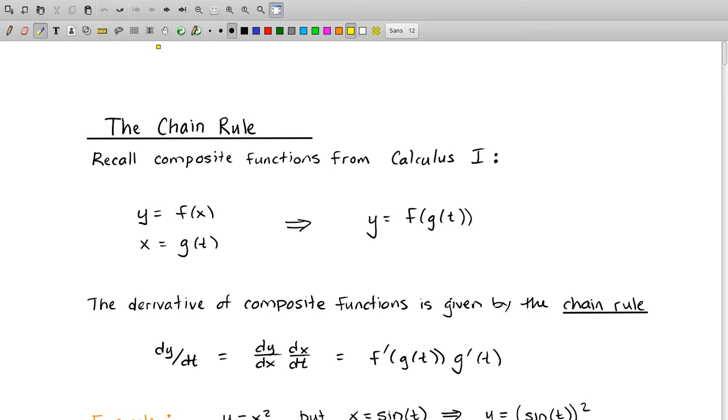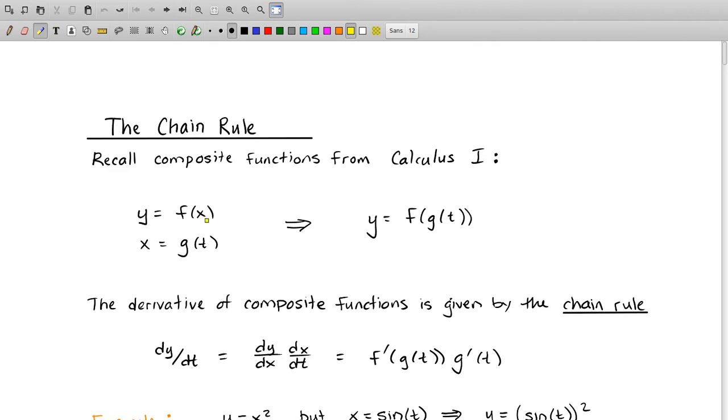Hello. In today's lecture, we will be talking about the chain rule, generalizing the chain rule to functions of multiple variables. But first, we will think back to Calculus 1 and remember how the chain rule worked in one dimension. So the way this worked was you had two functions. You had a function y equals f of x, a standard Calculus 1 function, where y is the dependent variable and x is the independent variable.